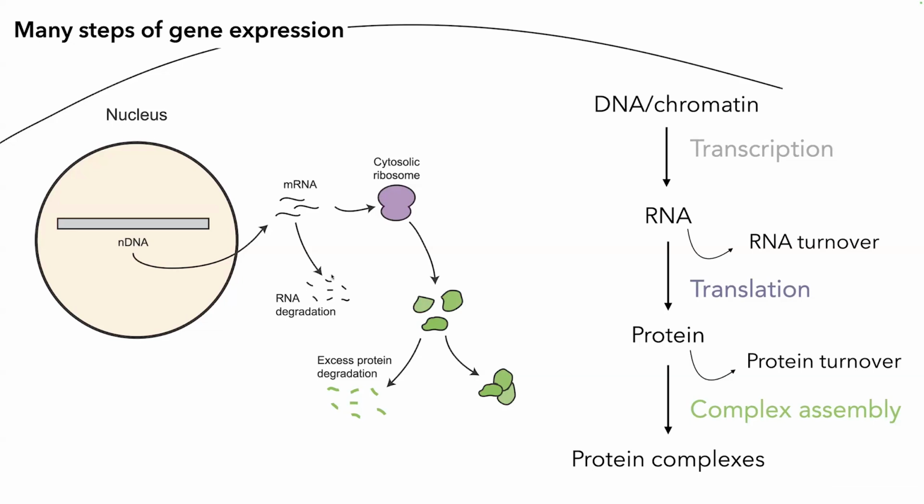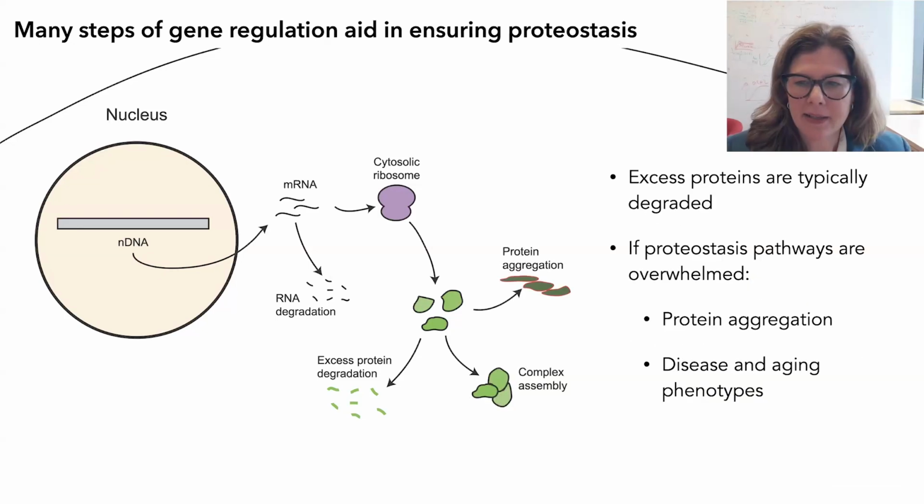assembly of protein complexes. And the reason why I and others study all of these layers of gene expression is to understand how subunits of different protein complexes are made in nearly stoichiometric ratios, because if you make too much of a particular protein, you can overwhelm proteostasis pathways, which can lead to disease and aging phenotypes.